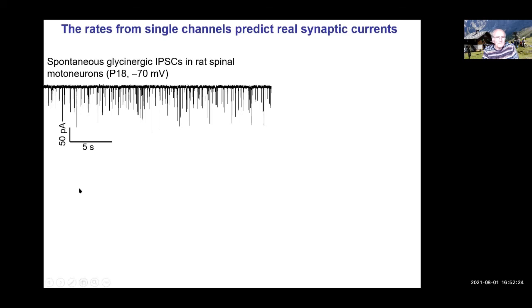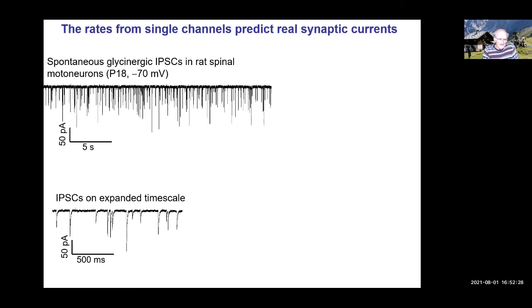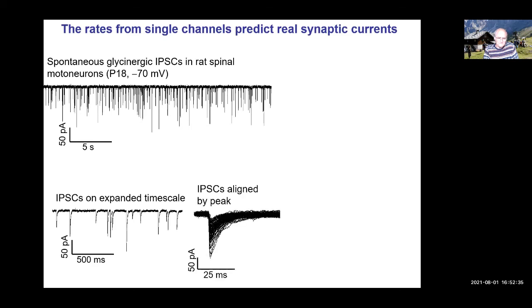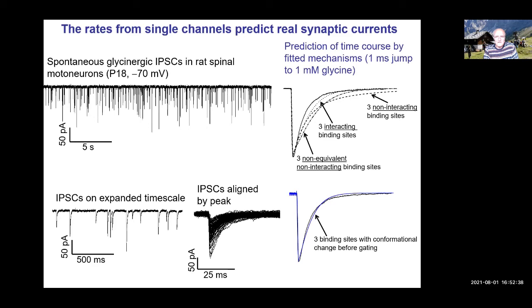So those are spontaneous IPSCs, inhibitory postsynaptic currents in the rat's spinal cord. That's them expanded. If they're aligned at their peak and averaged, you can see various predictions fitted to the observed value. The observed value is the slightly noisy curve, and it's averaged, so it's not very noisy. These are for three models that didn't fit very well, and this is for the so-called flip model that did fit well. It fits the observed current, not perfectly, but pretty closely, better than the other models we tried.